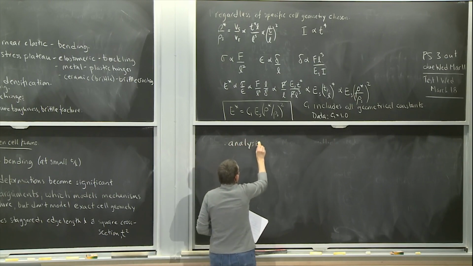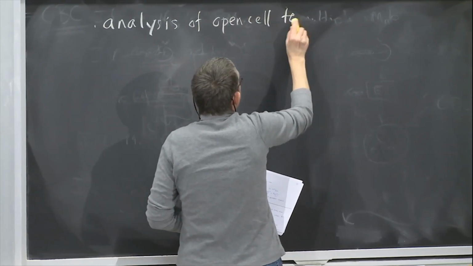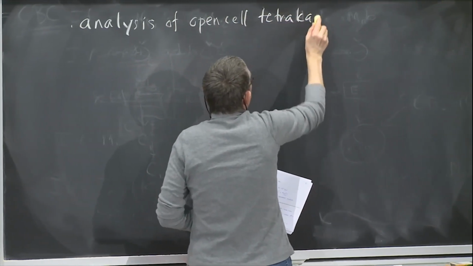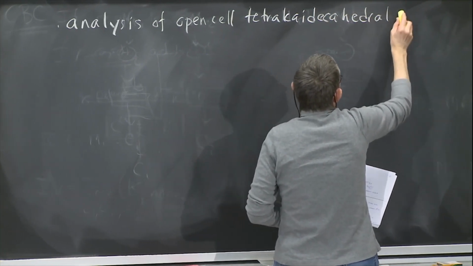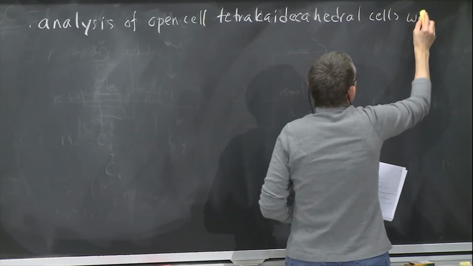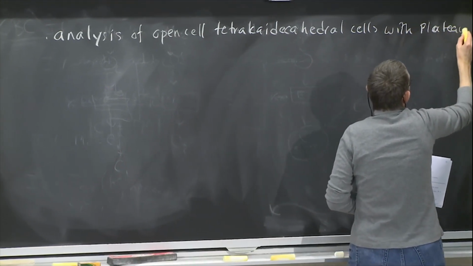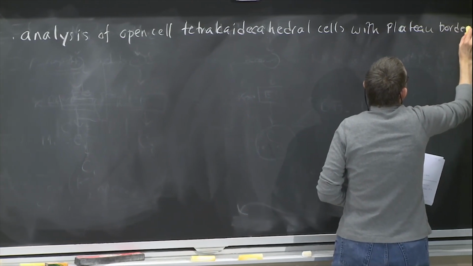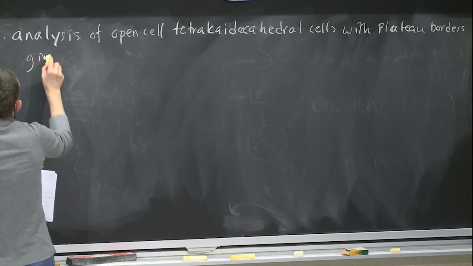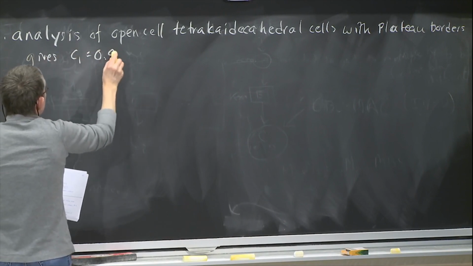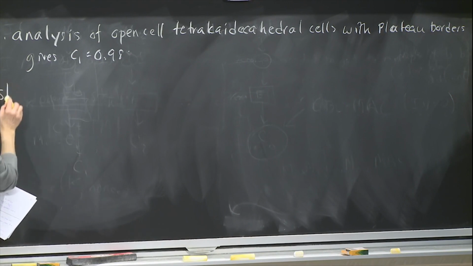I'll say analysis of open cell tetrakaidecahedral cells with these Plateau borders gives C1 equal to 0.98. Okay, so that's the Young's modulus.